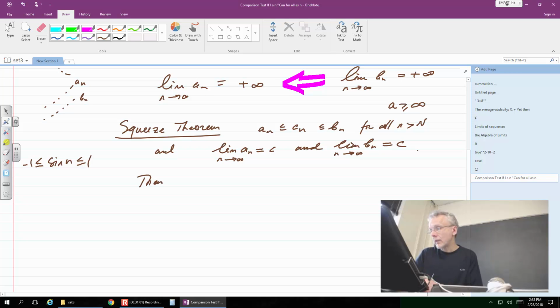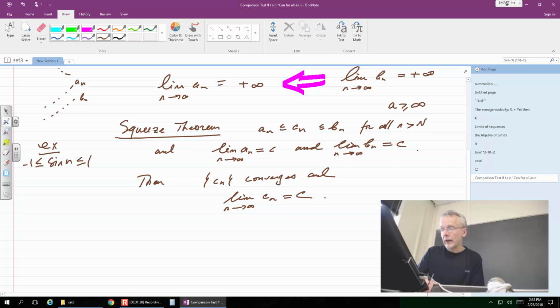That's the conclusion. Then Cn converges, and its limit is C. Okay, so that is a non-example of application of the squeeze theorem. An actual example we saw a few days ago, or maybe a week ago or so.